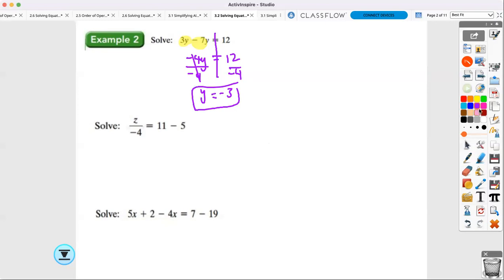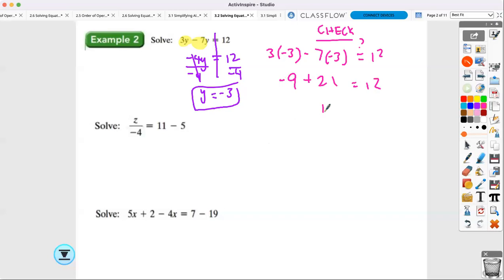And I'm done. Now, I always want to check my work. So I'm gonna plug that into these y's here. So it'll be 3 times negative 3 minus 7 times negative 3 equals 12, question mark. I'm gonna check my work for this. So then 3 times negative 3 is negative 9. Negative 7 times negative 3 is positive 21 equals 12. Negative 9 plus 21 is 12, equals 12 is true. So this is the correct solution.